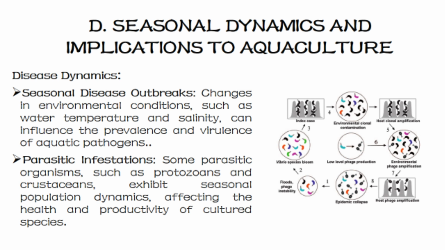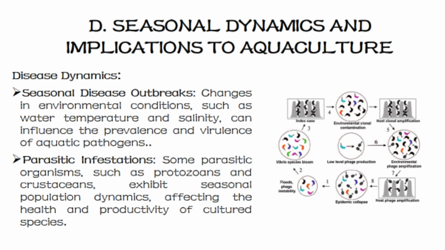Seasonal disease outbreak. Changes in environmental conditions such as water temperature and salinity can influence the prevalence and virulence of aquatic pathogens. And this aquaculture farm may also experience the seasonal outbreak of diseases requiring proactive management strategies such as vaccination, biosecurity measures, and water quality management.